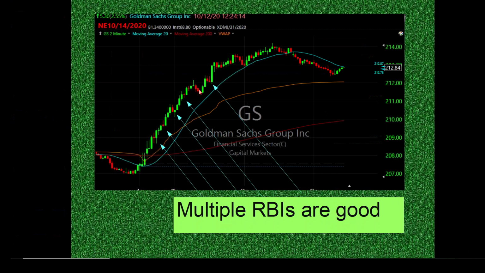3-bar pullback, keeps going up. Gives you a ribby, keeps going up. What happened on this side happens on that side. Continues on. Pulls back to the 20, the topping tail, and you're out. This is a nice run with multiple ribbies. One pullback and multiple ribbies. Two pullbacks.